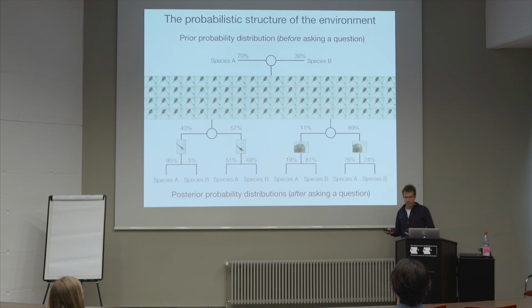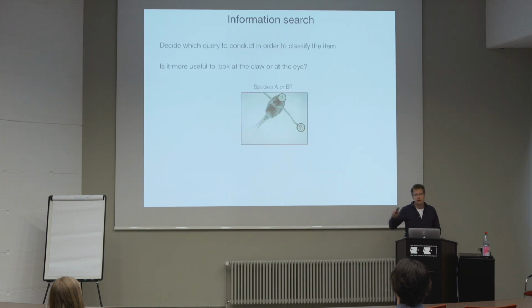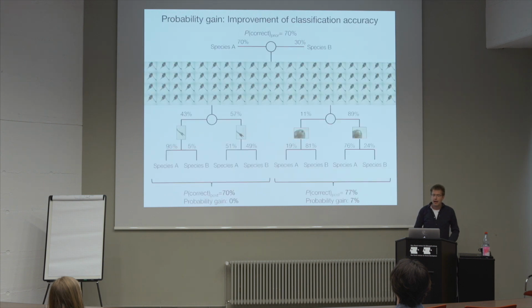And the general framework is essentially based on a comparison between the prior probabilities and the posterior probabilities. So given that structure and setup, how can we compute something like the value of information, whether it's more useful to look at the eye or the claw? And let's talk about classification accuracy first.